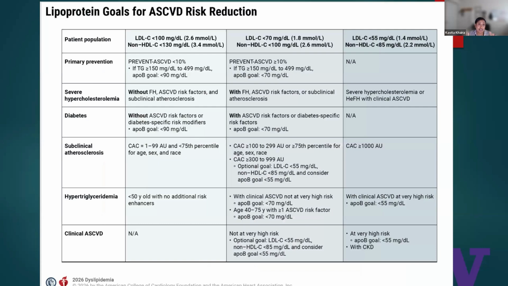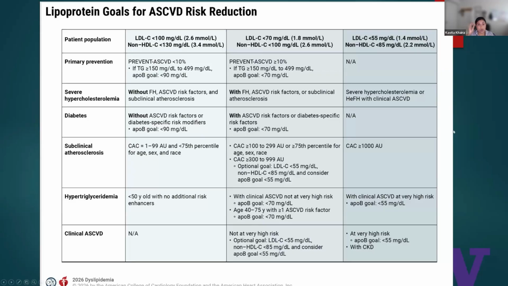This is, I think, probably one of the best summary tables in those guidelines: should your target LDL be 100, less than 70, or less than 55, based on these different patient factors? This includes whether they have diabetes, subclinical atherosclerosis, clinical ASCVD, and then primary prevention based on their ASCVD risk score. Is it greater than 10%? Then it should be less than 70. I think this is really helpful.